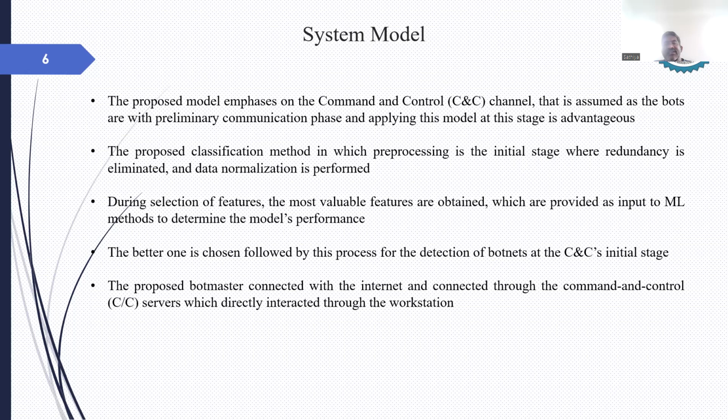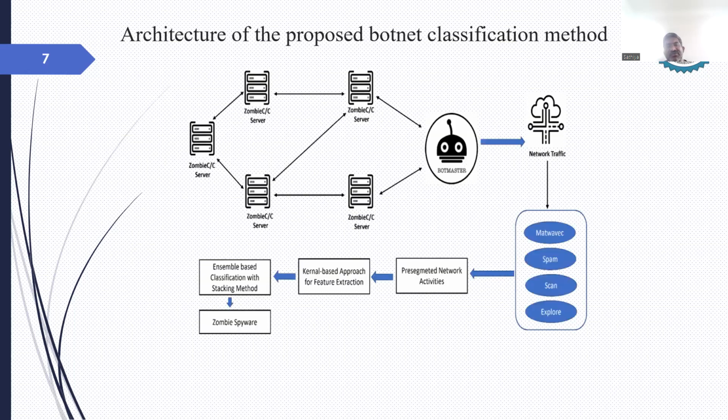From the system model perspective, this slide presents the proposed model, which emphasizes the command and control channel, assuming the bots are in the preliminary communication phase, and applying this model at this stage is advantageous. In the proposed classification method, pre-processing is the initial stage, where redundancy is eliminated and data analysis is performed. Execution follows for the detection of botnets at the CNC initial stage, and the proposed botmaster is connected to the internet and through the command and control servers, which interact directly through the workstation. This is the architecture for the proposed botnet classification method.